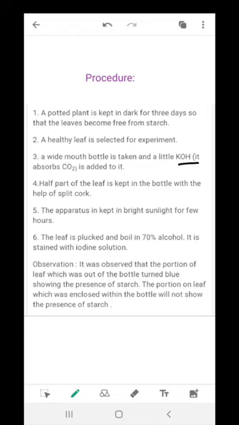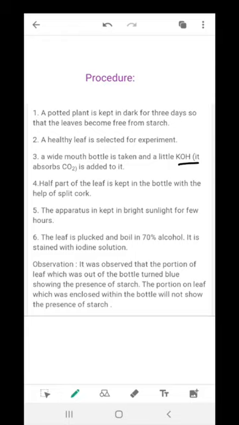Now it is kept in bright sunlight for a few hours. Later, the leaf which is completely exposed to sunlight should be plucked, and the other leaf, with half of the leaf kept inside and half exposed to sunlight, is to be plucked off and then tested with iodine solution.